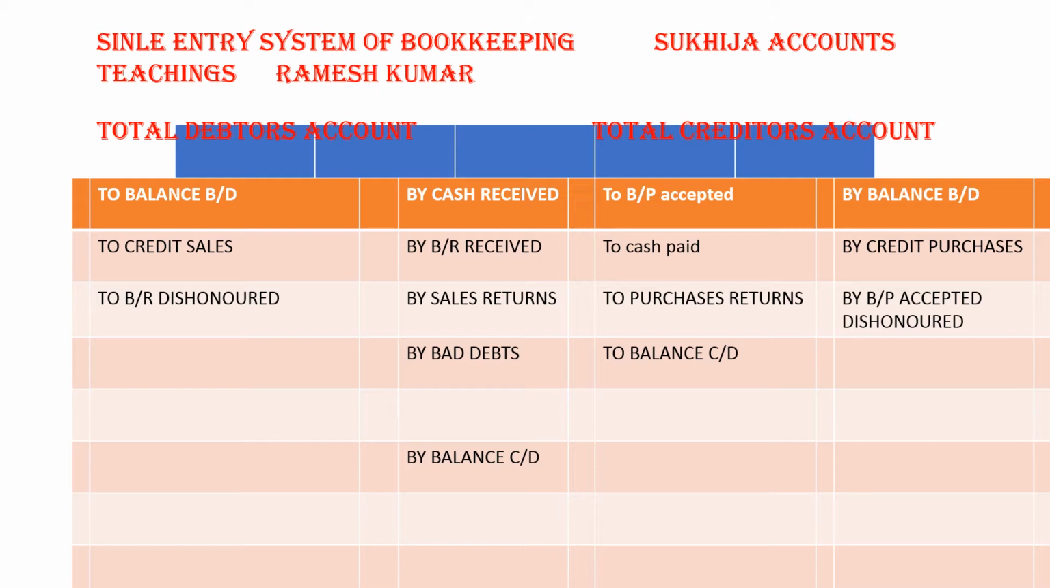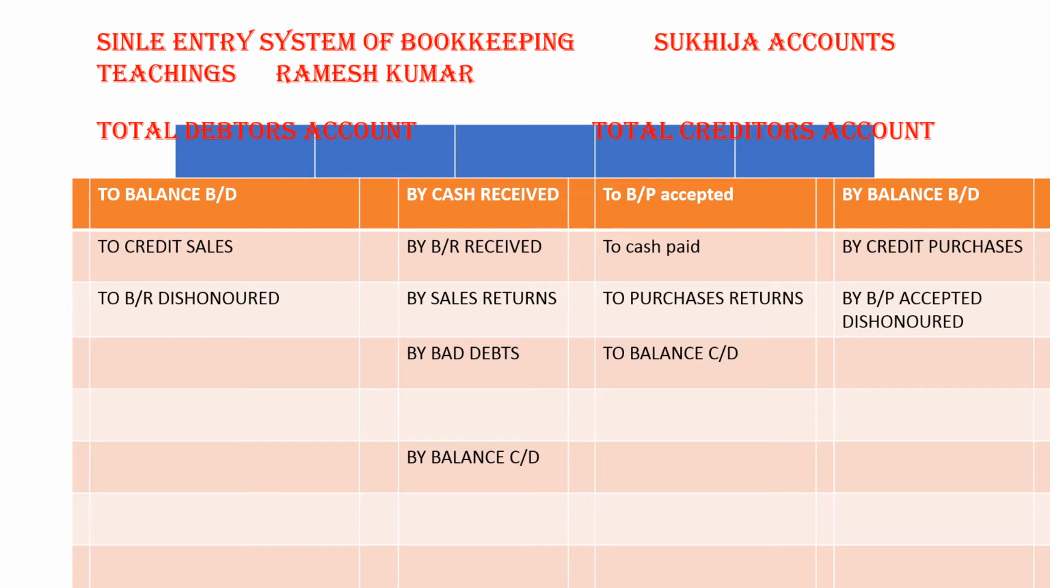Debtors are our assets. All assets have a debit balance. That is, opening balance comes on the debit side. So therefore we are writing to balance BD. Then whatever we are selling them on credit, they increase the debtors. So therefore, we will write to credit sales.